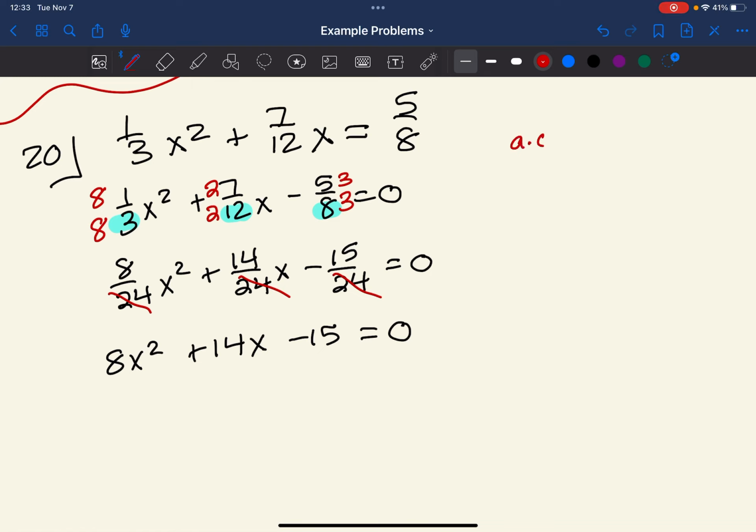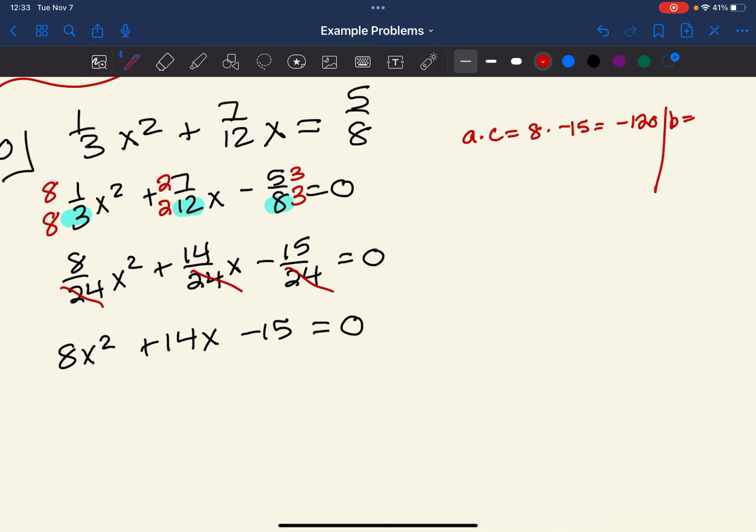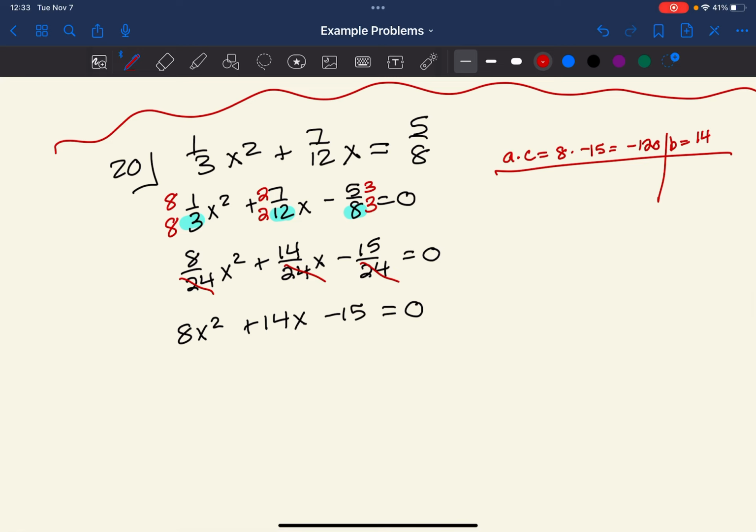So I have A times C, which is 8 times negative 15. So let's see what we get. That's negative 120. And our B value is 14. So I need two factors of negative 120 that are going to add to 14. So let's look up what these factors of 120 are.